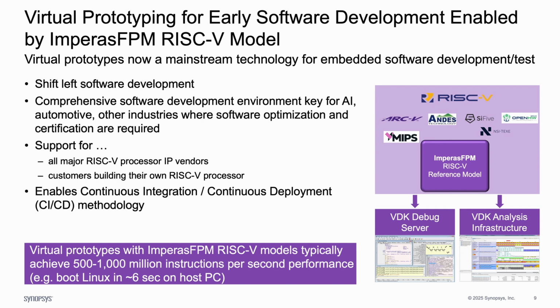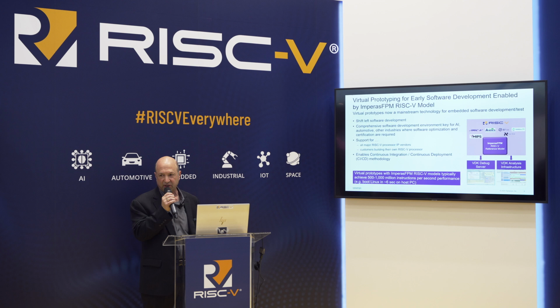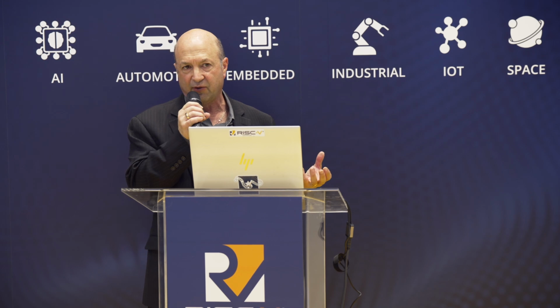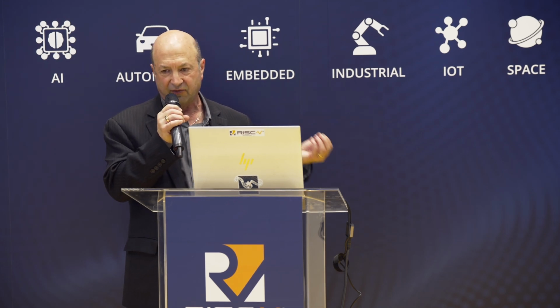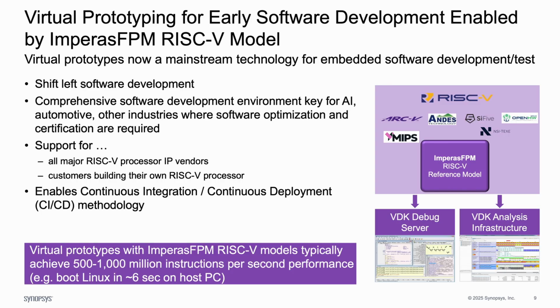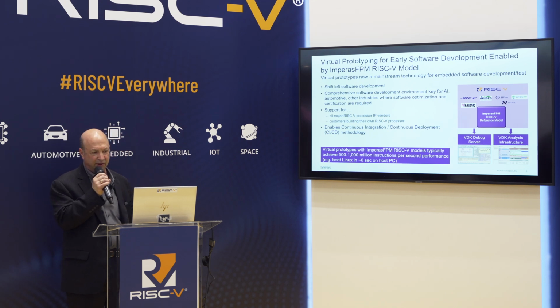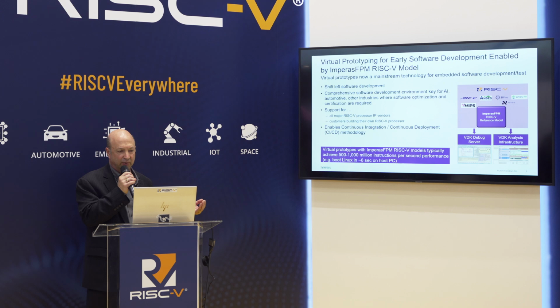Virtual prototyping is a mainstream tool now for early software development. This is enabled in the RISC-V community by the Empirus FPM RISC-V model. And actually last week, Infineon announced the availability of a virtualizer VDK, a virtual prototyping platform with the virtualizer tools, and actually includes models from Synopsys. So the idea with virtual prototypes is to shift left software development.